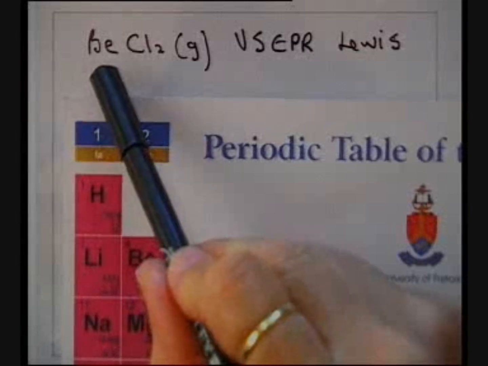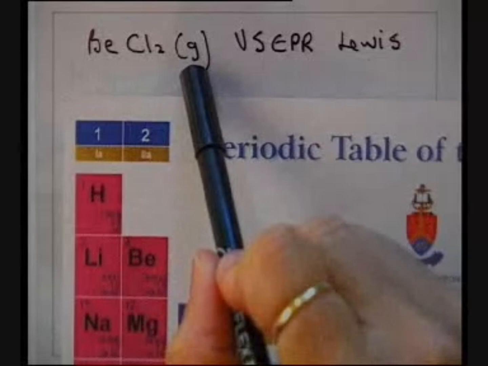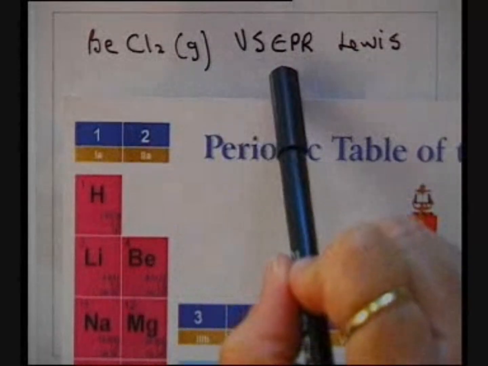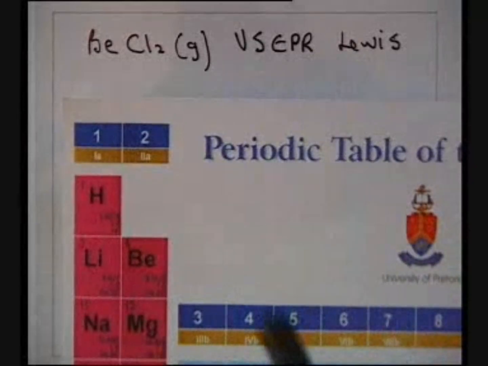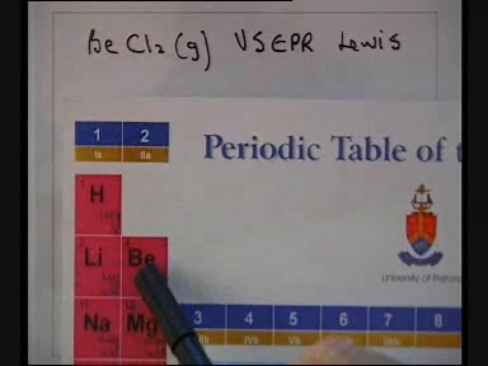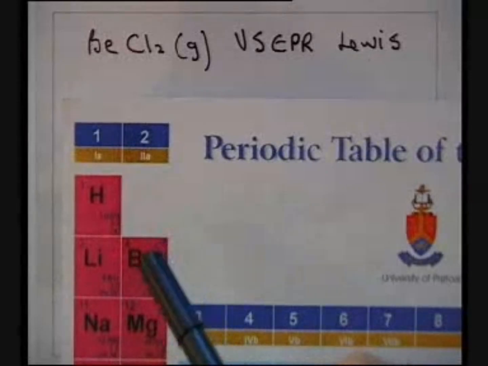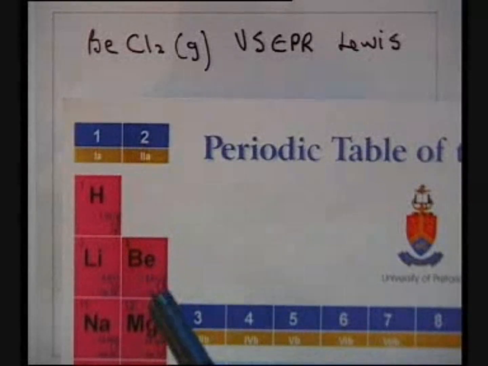The prediction of the molecular geometry of beryllium chloride in the gaseous phase using the VSEPR theory, valence shell electron pair repulsion theory, and we draw the Lewis structure. Beryllium is found in the second group and second period of the periodic table. Beryllium will therefore have 2 valence electrons that can be shared in covalent bond formation.